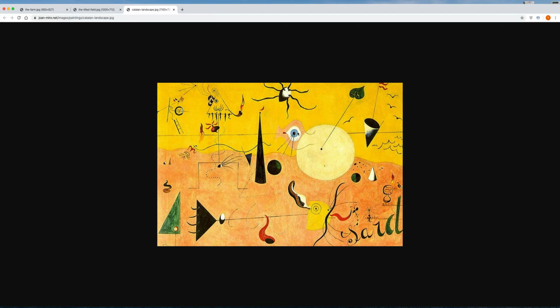So I would say, what is being emphasized in this image? The white circle in the upper right side of the Catalan Landscape by Juan Miro. How is it being emphasized? And I would say that it's being emphasized by size, because it really is the biggest shape in this whole image.